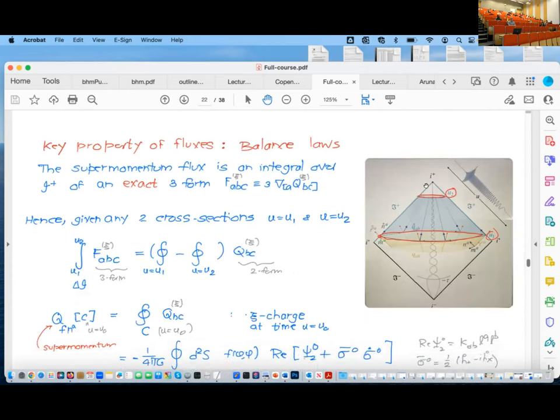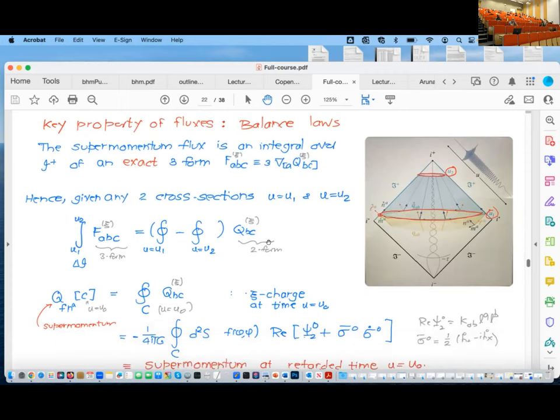So if you are given a scri up here, and here is some binary which is emitting gravitational waves up here, then if I am given two cross sections, U2 and U1 up here, then the flux that I wrote down between U1 and U2 is given by the difference between two surface charges, because the flux is an exact three form. Delta scri just means between U1 and U2. And these two surface charges are the charge integrals that I wrote down up here.